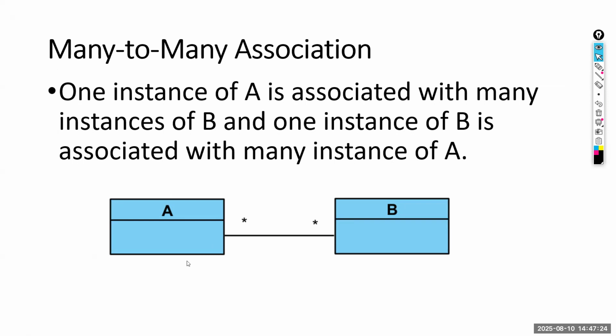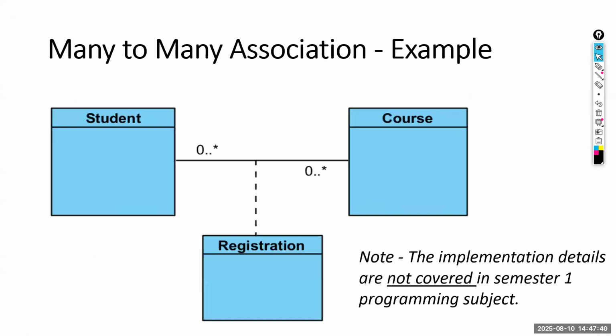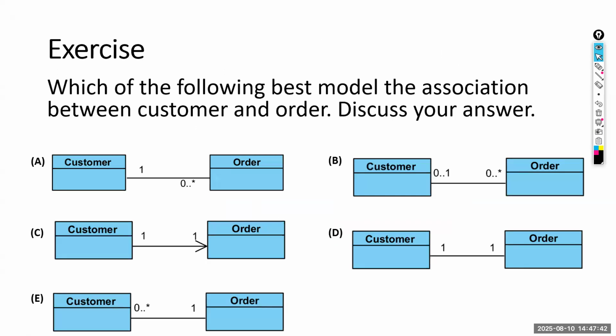Right? A student can register for many courses. A course has many students. Possible, right? Many to many. Don't worry too much about that, okay? So this is just an exercise. Anyway, these kinds of questions they don't ask from you in the semester 1 exam, but definitely in semester 3 object-oriented analysis and design. Can someone tell me what is your best answer for this?